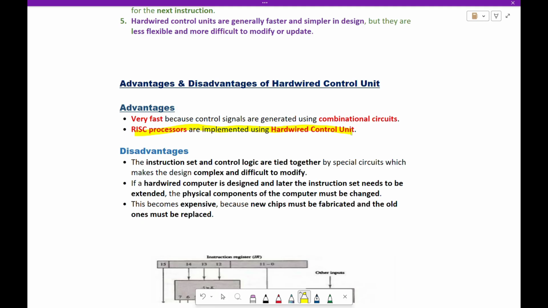The main problem is lack of flexibility. Like the disadvantage of hardware control unit is that the instruction set and control logic are tied together by special circuits, which make the design complex and difficult to modify. Updation and modification is very inflexible, you can say that.